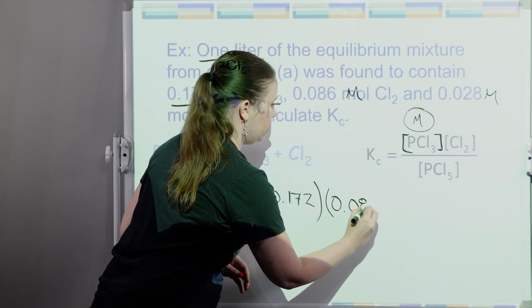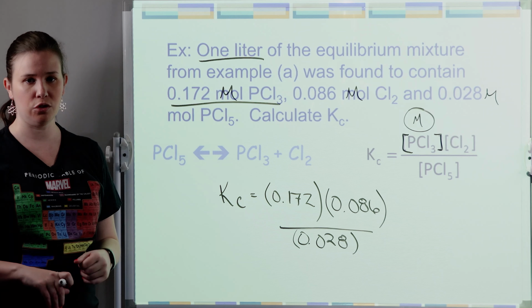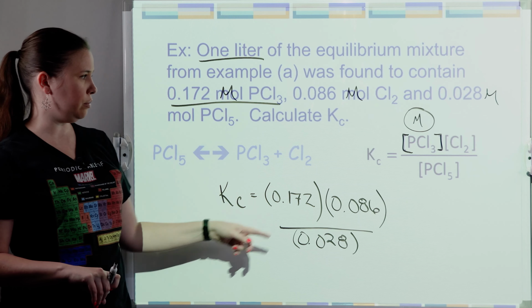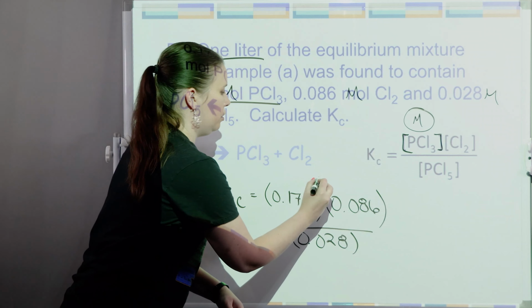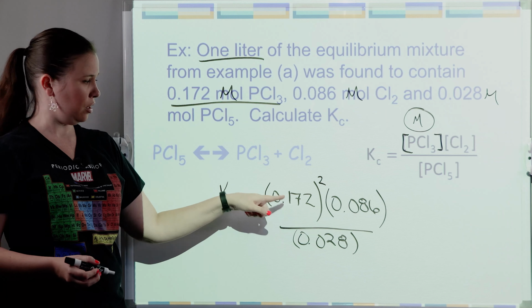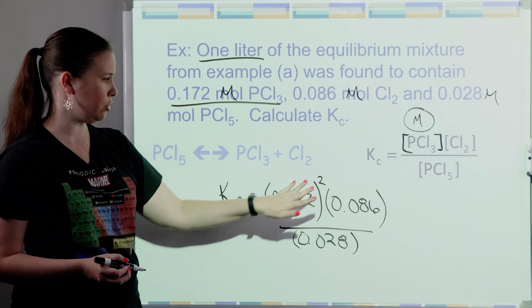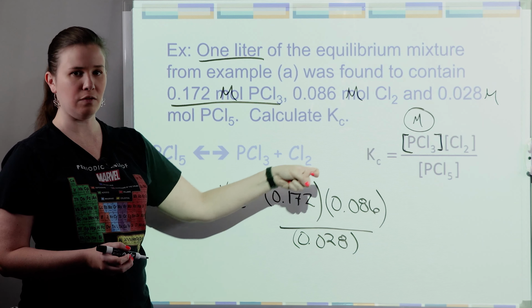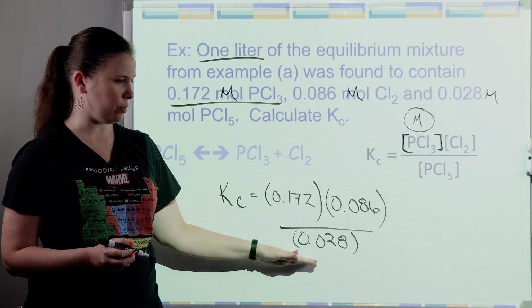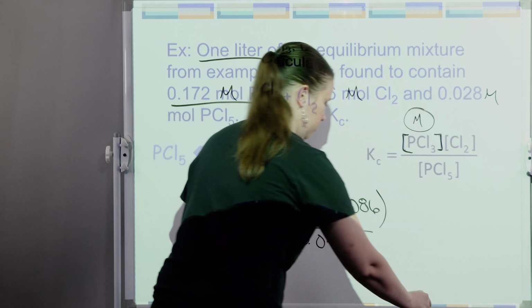Don't forget your exponents. This was the one we did first where the exponents were all 1 because the coefficients were all 1. But if you have an equilibrium expression with exponents, those exponents would come into your expression and you would have to treat that as if you were squaring that concentration or cubing that concentration, whatever that coefficient happens to be. In this case, the math is simply raising each of these to 1, working out the multiplication and division. So what do we get for our K for this example?